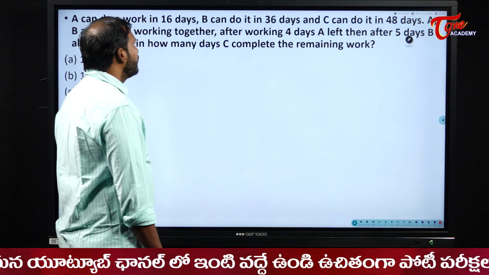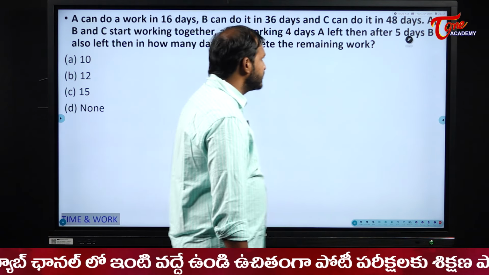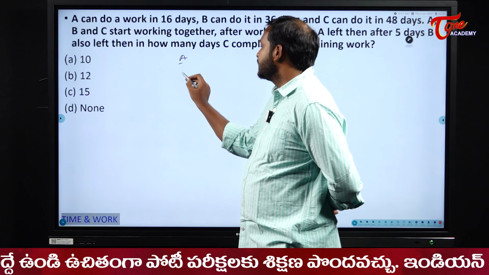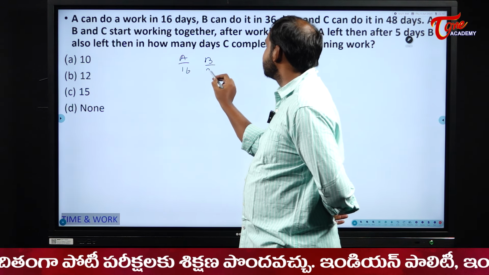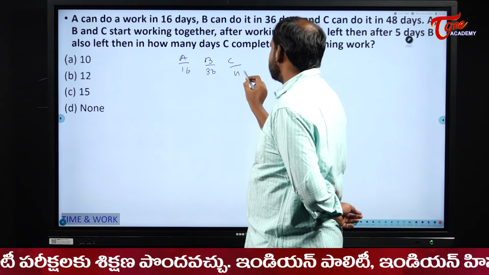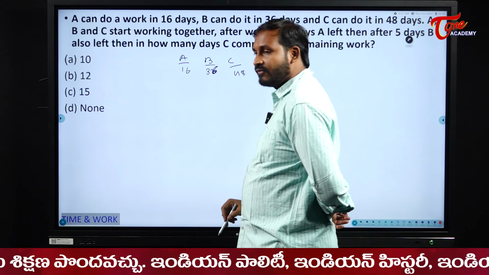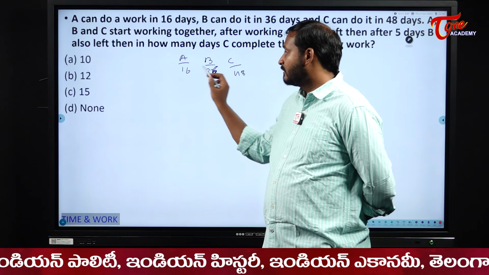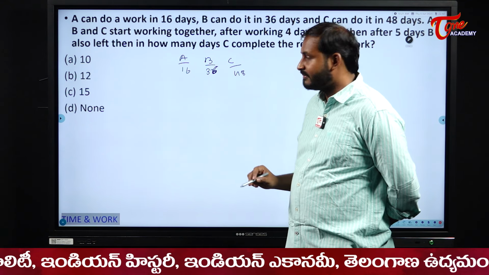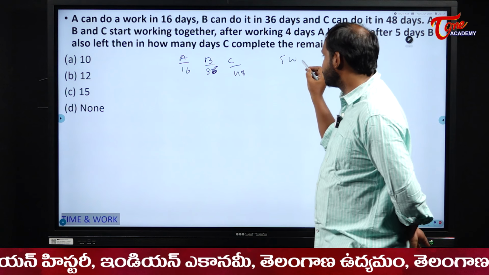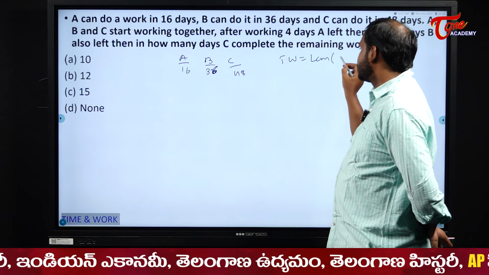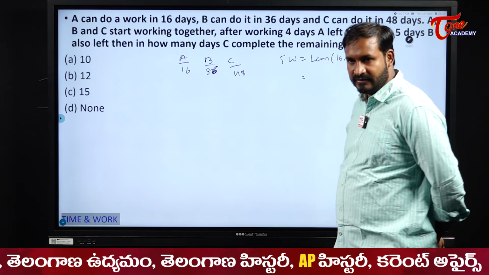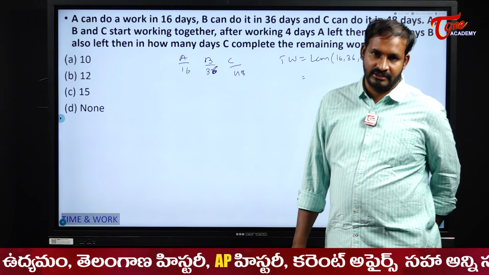Now, A can do a work in 16 days, B can do it in 36 days and C can do it in 48 days. Please observe one thing here, students. 48 is a multiple of 16, so no need to worry about 16. Take the LCM of 36 and 48, that is enough, students. 36 and 48. What it becomes?